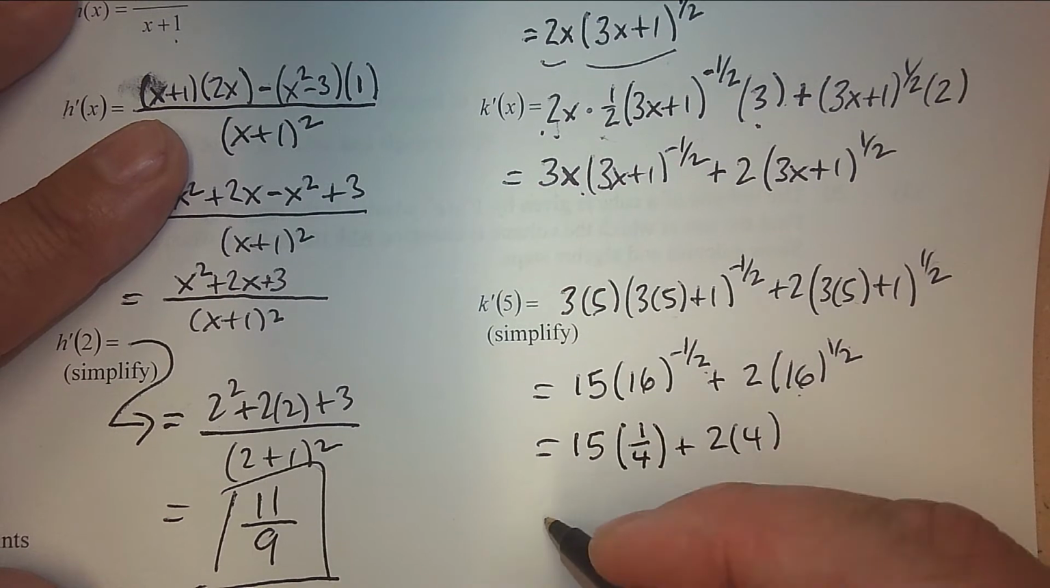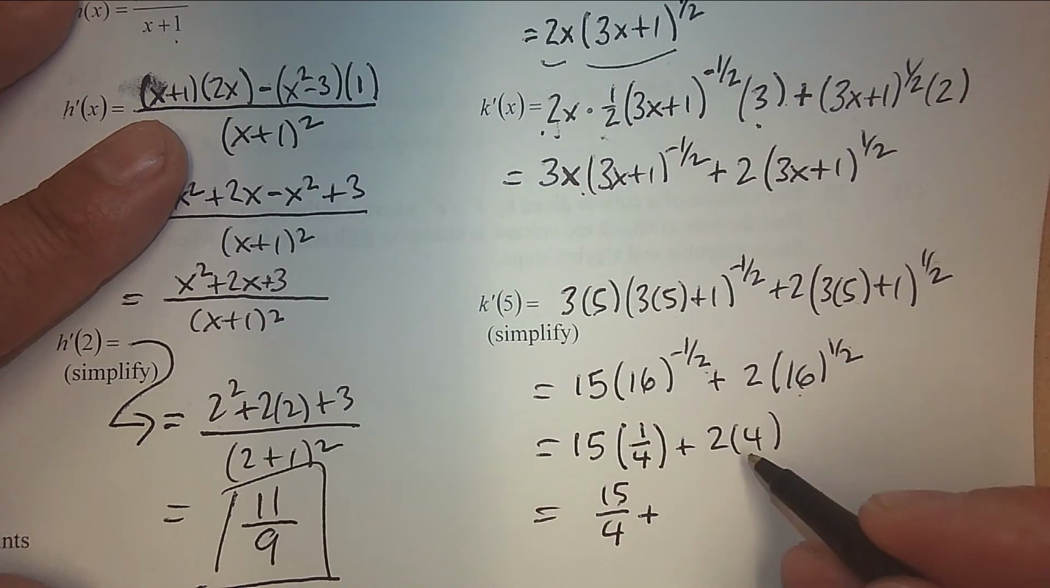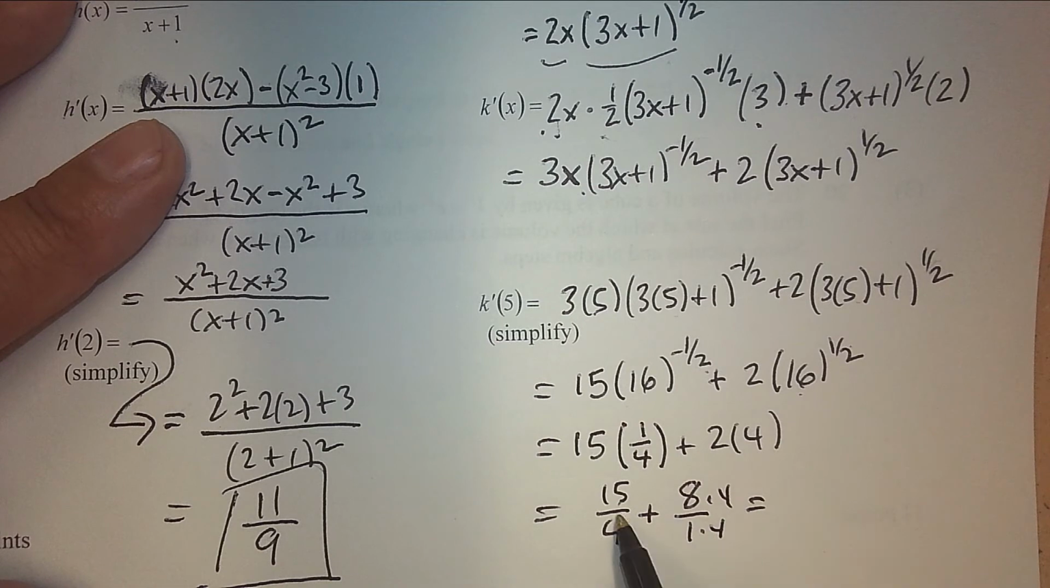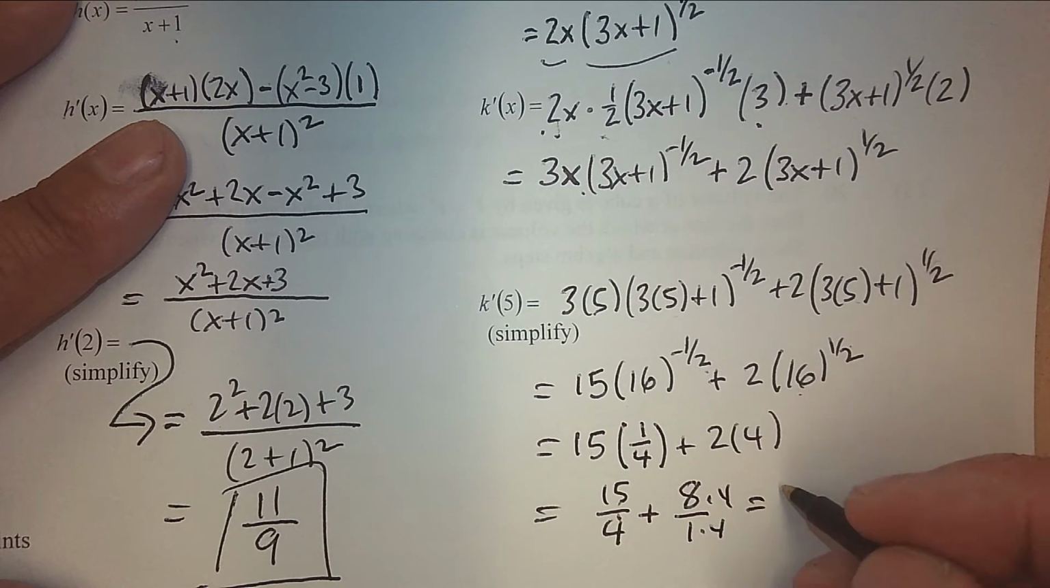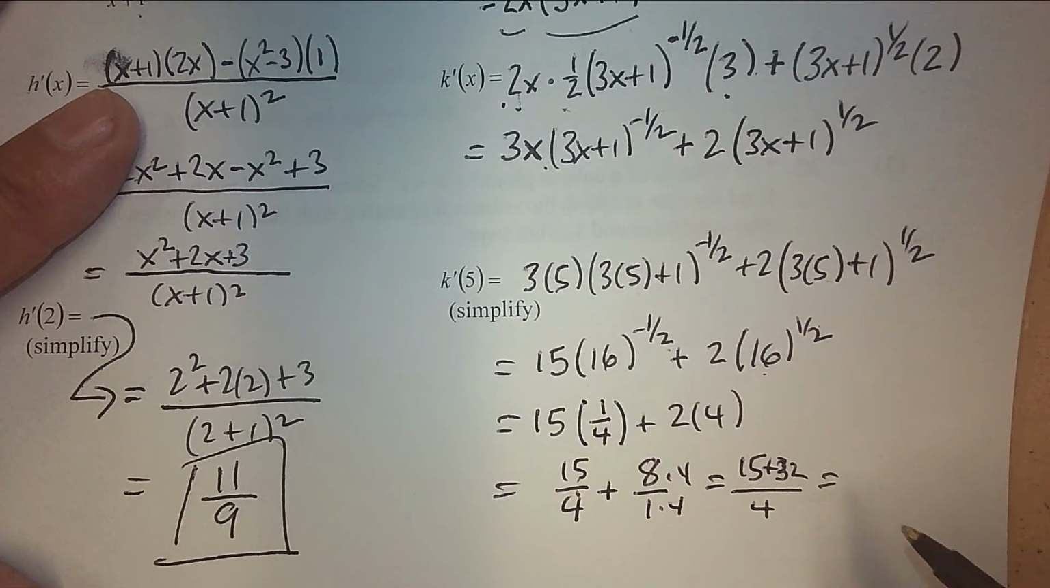So when I combine this together, I get 15 over 4. 2 times 4 is 8. And if I want to combine these together, I need common denominators. So 15, this is 32, over 4. And together that is, what, 47.